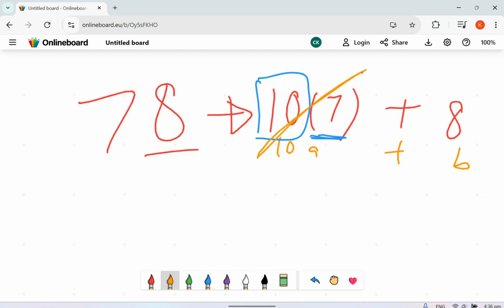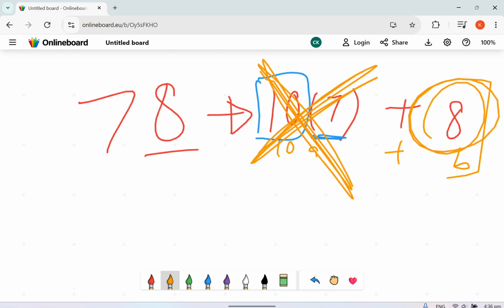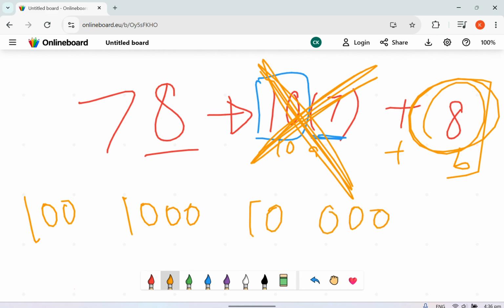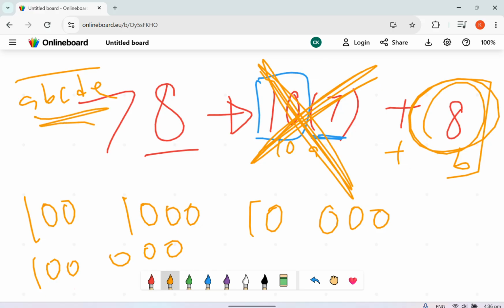So same logic: 78. We don't need to look at this entire thing because we know this definitely can divide 2. We just need to look at this last digit. Can it divide 2? And even if we have something like 100, 1,000, 10,000, 100,000, because sometimes you have A, B, C, D, E, agree? Even at these numbers, we all know that this can divide 2, this can divide 2, so we can completely ignore them. Alright?